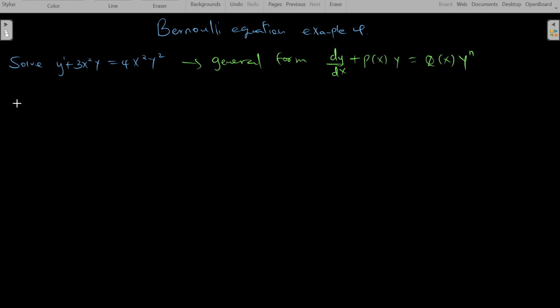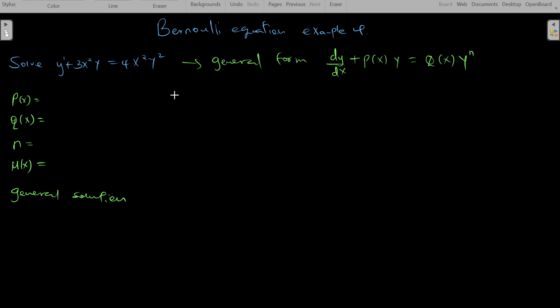So our second step is to find our p of x, then find our q of x. We'll again find our n, then find our mu of x. Then we find our general solution. Okay, so these are the steps we will be looking at.